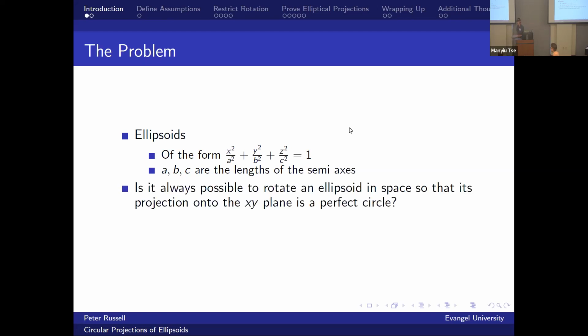So the question we're going to ask is, if we take a light source at the top and we project this shape down to the XY plane, is it always possible to rotate it in such a way that the shadow that's projected is a perfect circle? If you hand me any ellipsoid of any dimension, will I always be able to rotate it in such a way that the projection is a circle? And if that is the case, what are all the possible ways I can do that? That's the problem we're going to be working on.